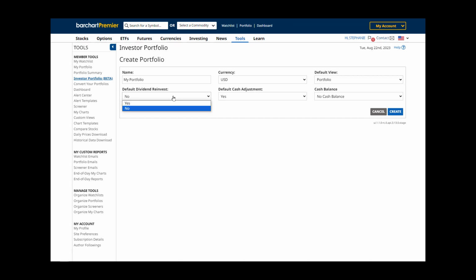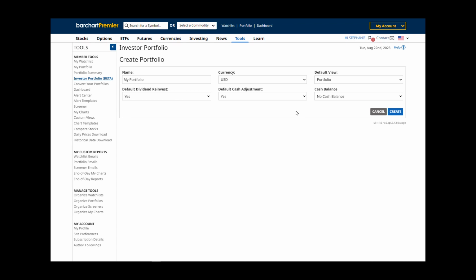Default Dividend Reinvest is an important setting. If a stock or a fund pays a dividend or a distribution, should the dividend result in more shares or funds being added to your portfolio? Corporate actions such as dividends and splits are always added to your portfolio. This setting determines whether the dividend will be reinvested in the form of share purchases.